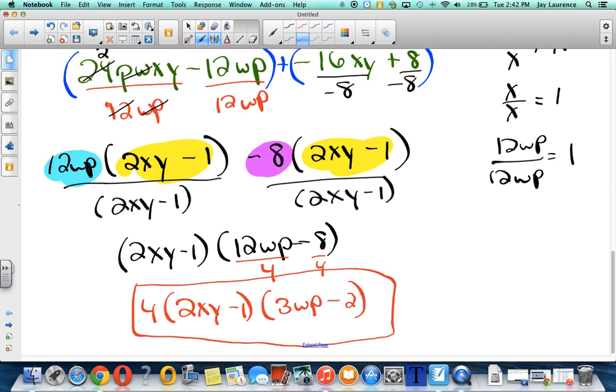But GCFing is so simple. It's so simple. Don't make it hard.